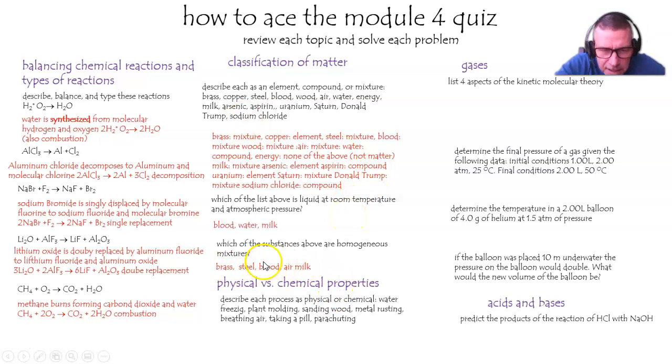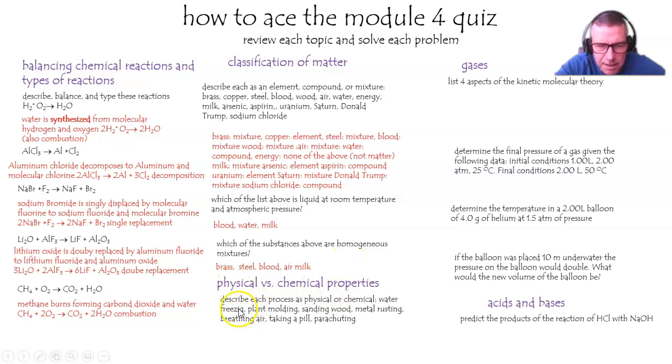And, ooh, this one's already answered for you. Which of the substances above are homogeneous mixtures? Brass is a homogeneous mixture. Look, that means it looks like one thing, but it contains more than one. Brass, steel, blood, air, and milk, I believe, all follow those sorts of rules. If you had something that was speckled like granite, for example, where you can clearly see more than one thing, those are called heterogeneous mixtures.